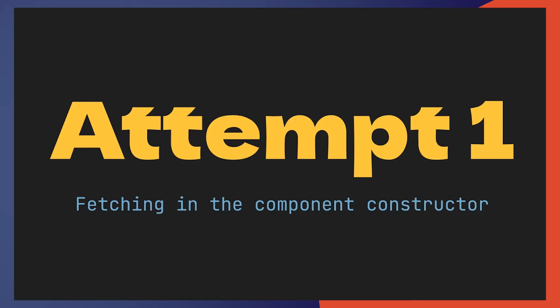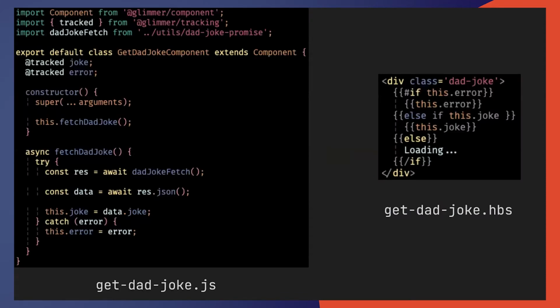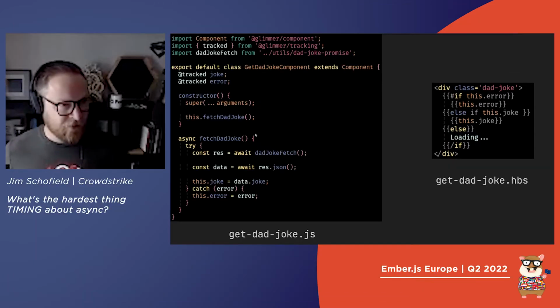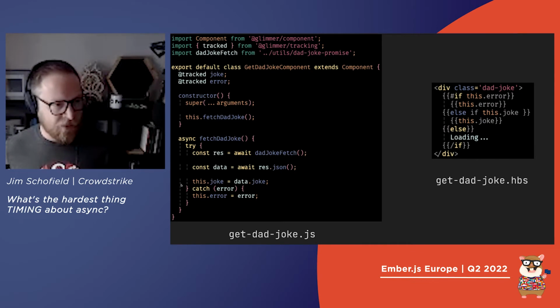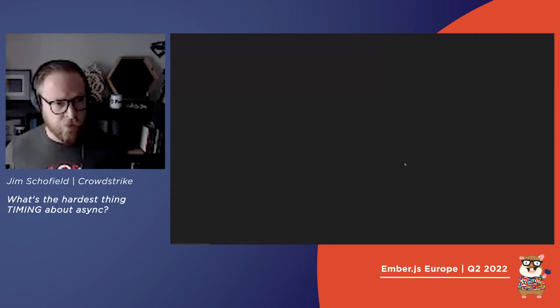My first attempt here was to just do it in the constructor. It's kind of nice that we can just do it in the constructor. It's regular JavaScript. And so here's my first attempt. I'm fetching a dad joke. In this class, I've created this async method that awaits a dad joke, and then I store it either in a tracked property, or if I get an error, I store that in another tracked property. And then I just call it in the constructor. It seems to work pretty well.